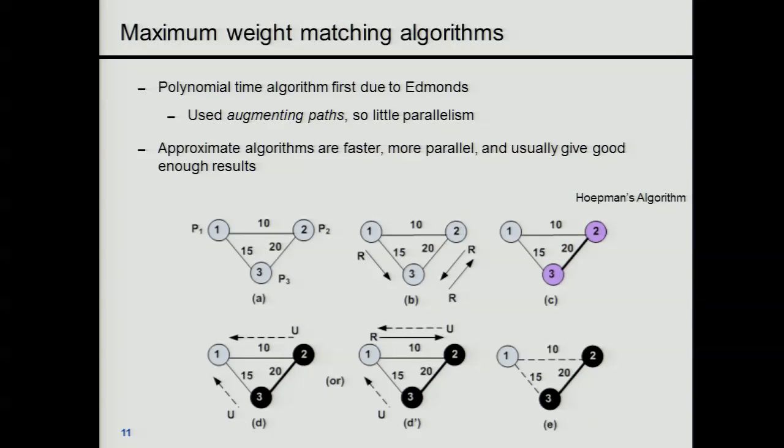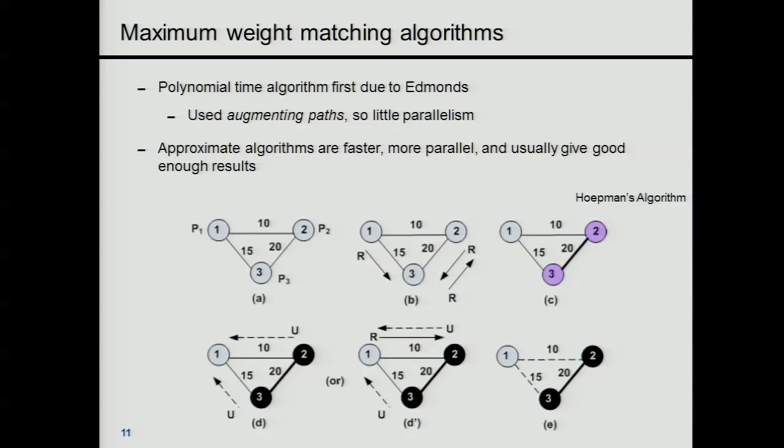And the idea is that you've got a graph of nodes. Each node sends a request along its preferred link. So here 1, its preferred link is to match with 3 because the weight here is 15, while it would prefer not to match with node 2 because the weight is 10. And node 2 prefers to match with node 3 because the weight is 20. So it too sends a message to node 3. Node 3 prefers to match with node 2 because the weight here is 20 and not 15. So it sends a message to node 2.